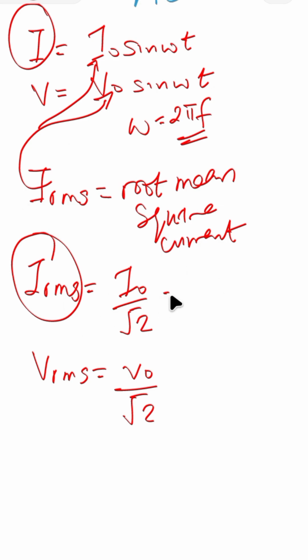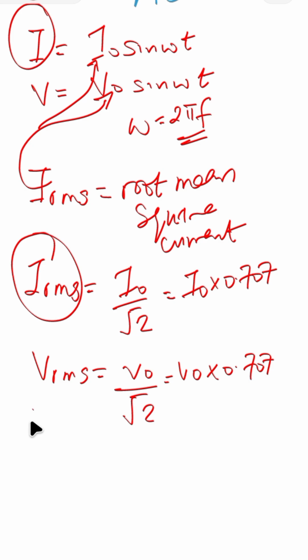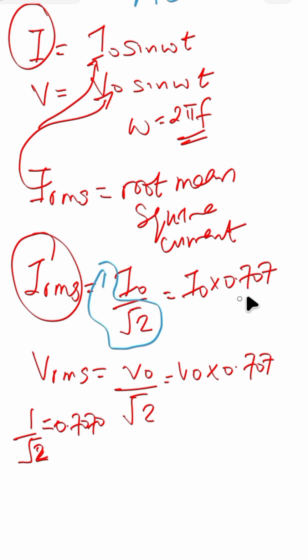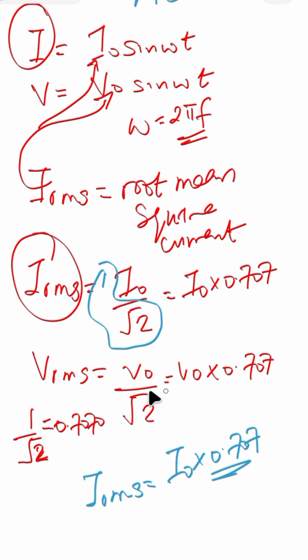You can also write it like this: I naught times 0.707, V naught times 0.707. That is because 1 over root 2, if you divide it on a calculator, you will get 0.707. So you can say IRMS is equal to I naught times 0.707. The same thing with VRMS.